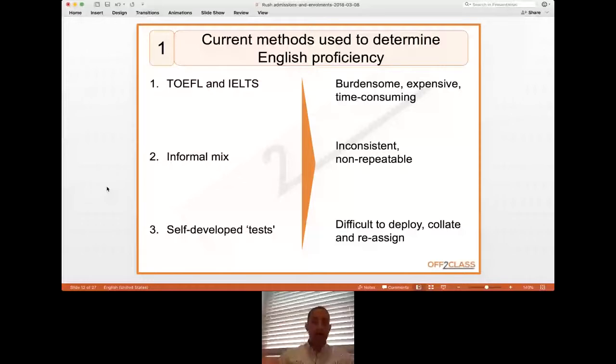And then as far as reassigning it, it's usually not going to be an adaptive test. So it's going to be a kind of one-time only test. And as I was saying, the self-developed test of number 3 usually works into number 2, the informal mix.